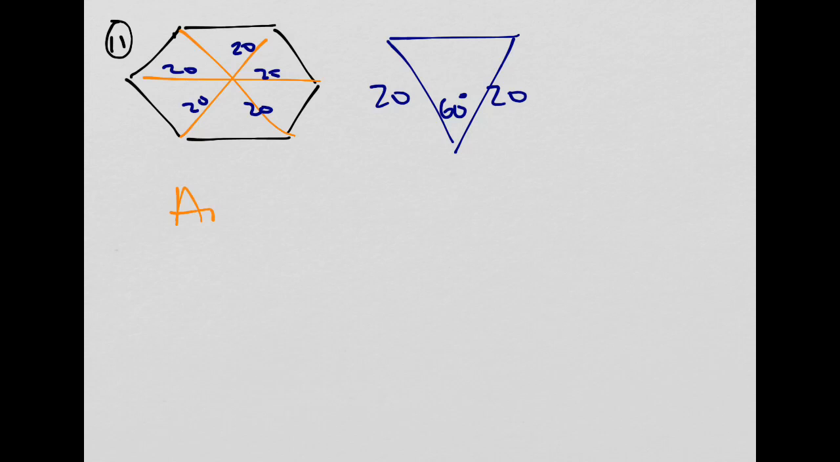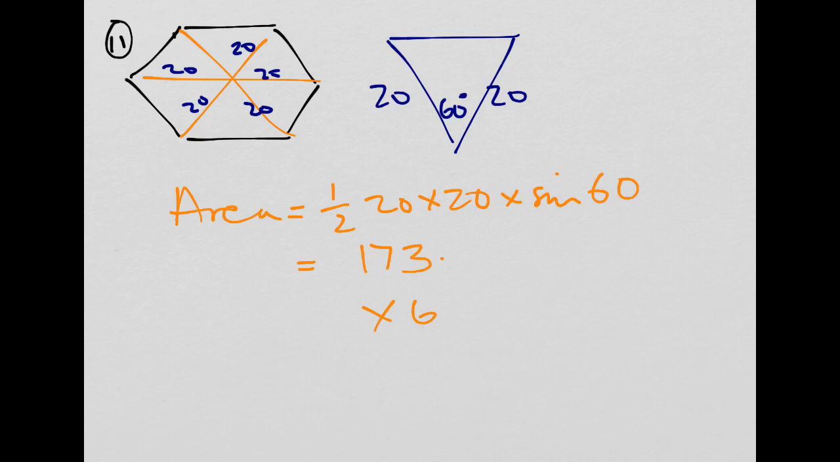Now the area of a triangle is half side times side times sine the angle, which comes out to be 173 point something. So the total area is going to be that number times 6. If you do that number times 6, you get an answer of 1039 centimetres squared.